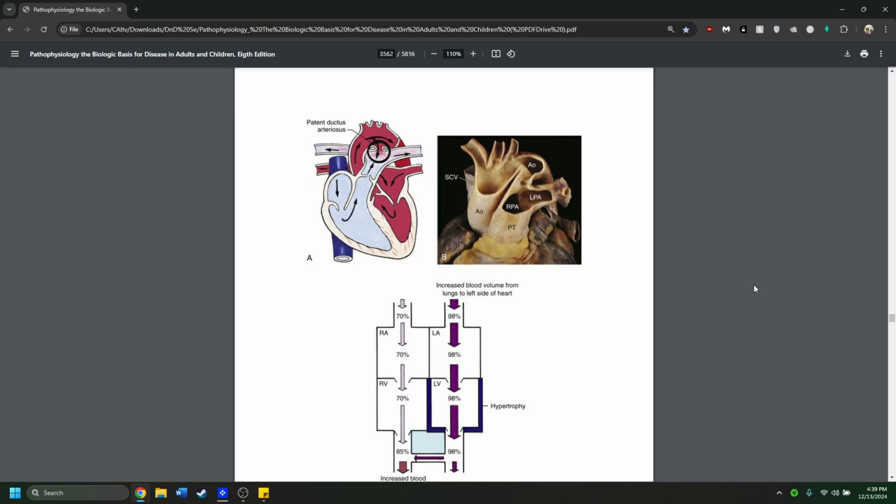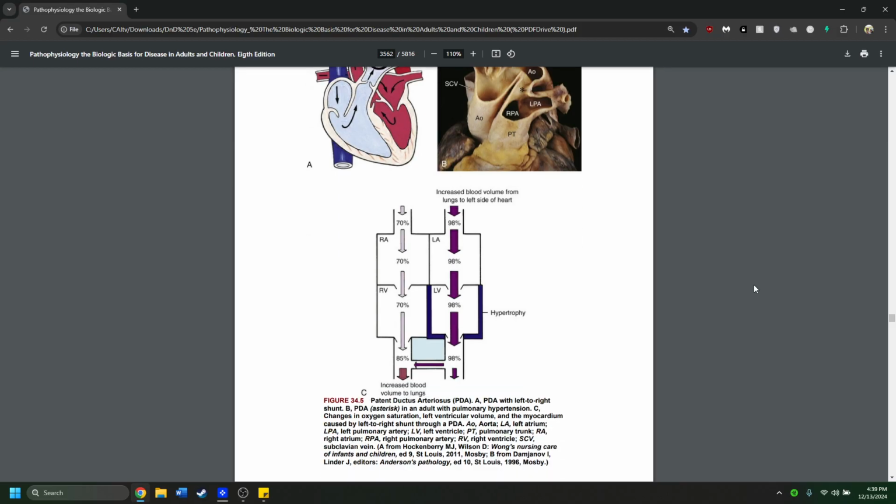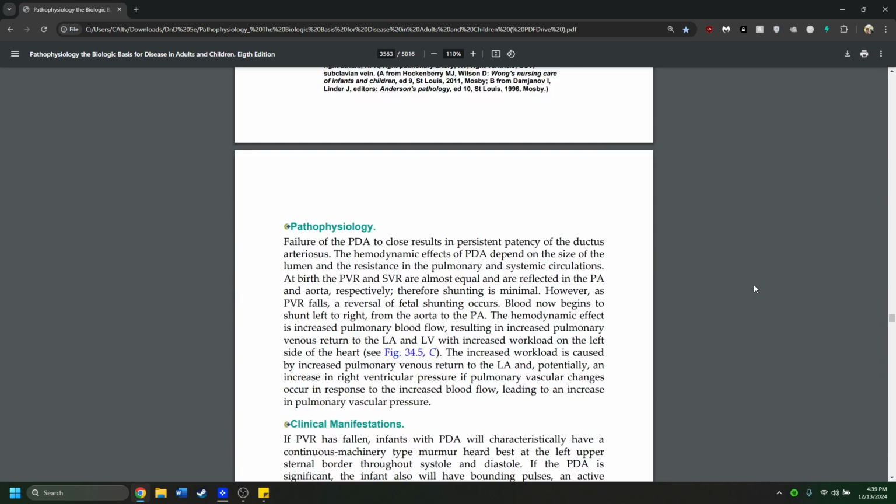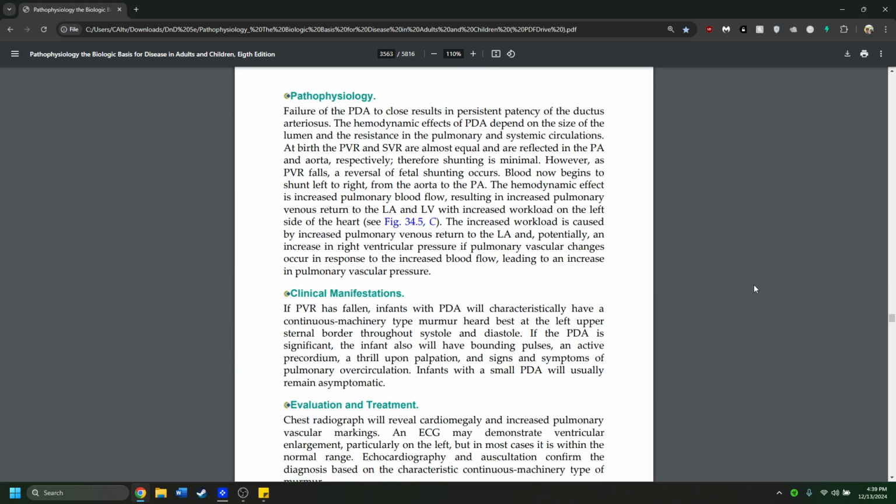So here we have the patent ductus arteriosus. And it shows how there's an increased volume from the lungs from the left side of the heart. So our pathophysiology. Failure of the PDA to close results in persistent patency of the ductus arteriosus.